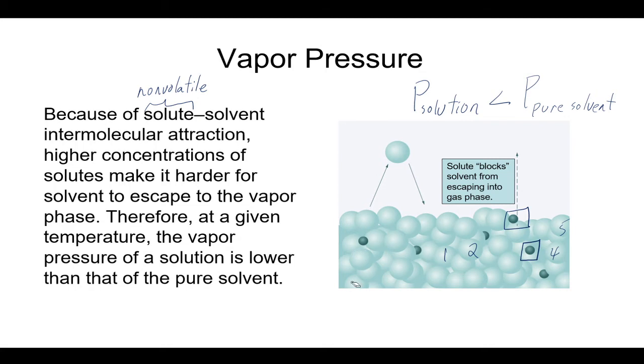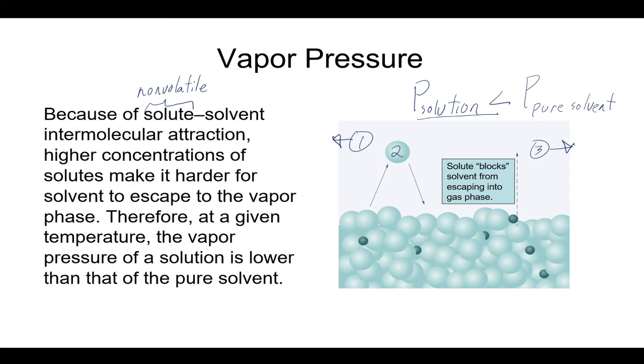Said another way, if I don't have any of these dark spheres, the solute molecules here, there's some amount of solvent molecules in the gas phase, and those gases exert a pressure on the sides of the container. That is the vapor pressure of the pure solvent. But once I pour some solute in, now I have a solution. Now some of the sites are blocked from the molecules going up into the vapor phase, and so the overall pressure will be less because there will be fewer gas molecules up here, 3 as opposed to 5 before. And so the vapor pressure drops.